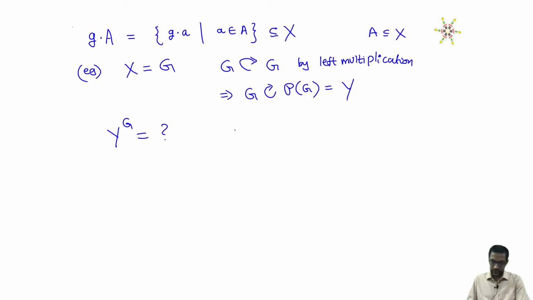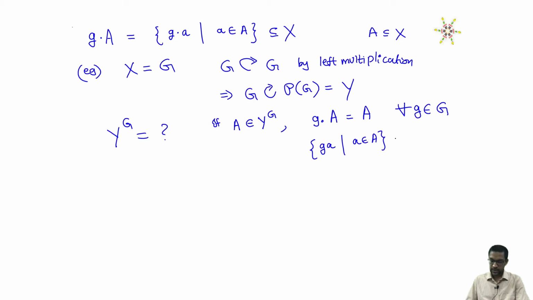Okay, so let's observe what we have. Suppose I have a subset, a fixed point. Then what property must that fixed point satisfy? It means g·A must equal A. This should be true for all group elements g in G. On the left-hand side I have the products ga as a ranges over A, and on the right-hand side I just have the original set A itself. So this is the property I want to be true.